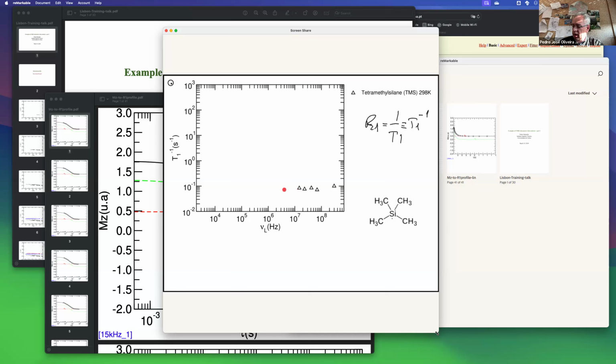You might be wondering why there are no more points for these lower frequencies. This is basically because in field cycling, measuring very long T1s can be very stressful for the equipment, and sometimes we tend to avoid going into these problems. So the next compound I'm showing is N-hexane.